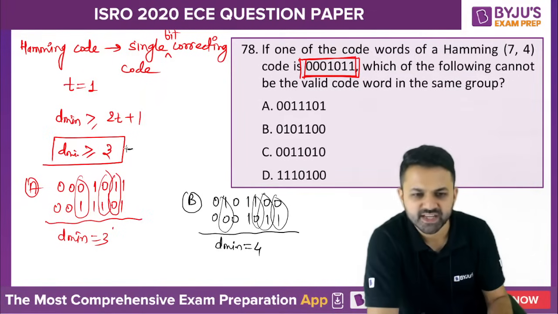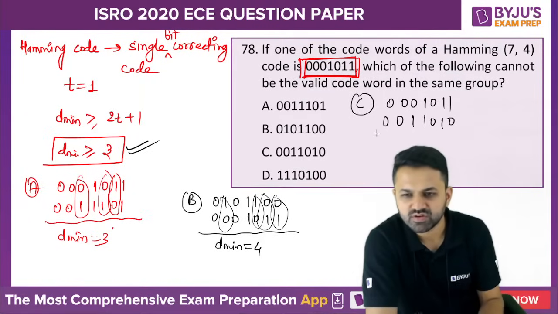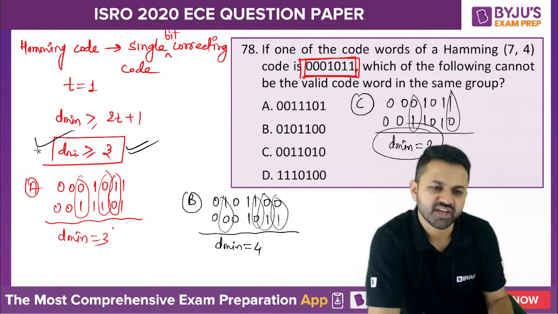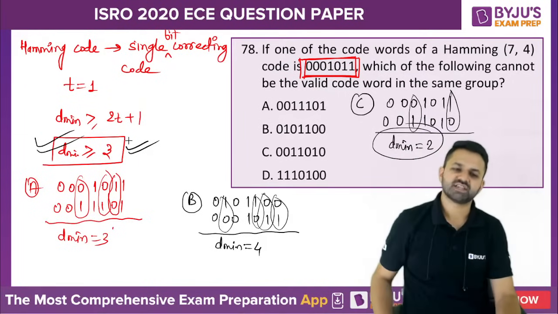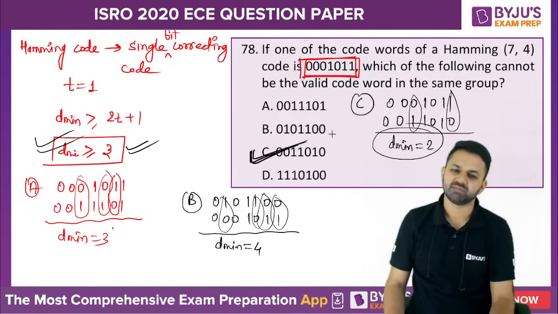So it is maintaining this condition. Now option number C, 0001011 and it is 0011010. It has changed in the first position and this is the second position. So here the d minimum is 2, that means it is violating this condition. So if this condition is violating, that means it is not a valid code word. So option C will be the right answer. It is not a valid code word.